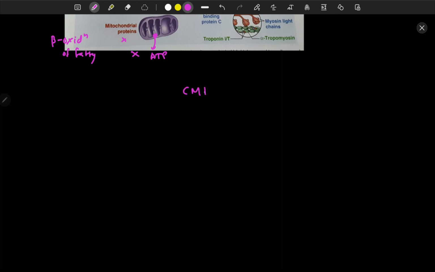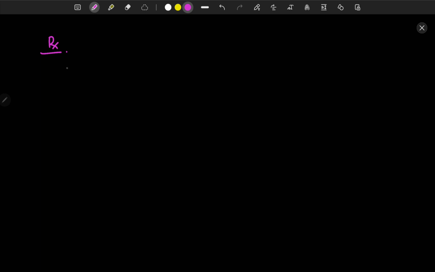So the cardiomyopathies are of three types. That is dilated cardiomyopathy, restrictive cardiomyopathy, and hypertrophic cardiomyopathy. So 90% of cases, that is the most common, is dilated cardiomyopathy, and the least common is restrictive cardiomyopathy. So to treat the patient, we can decrease the preload of the heart.